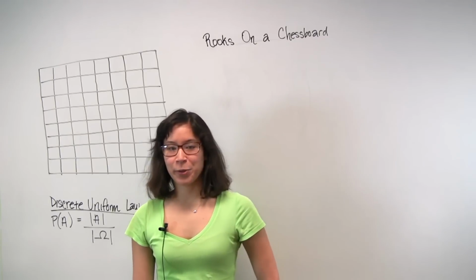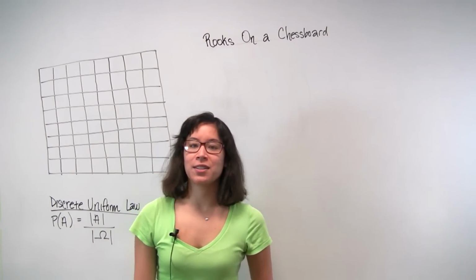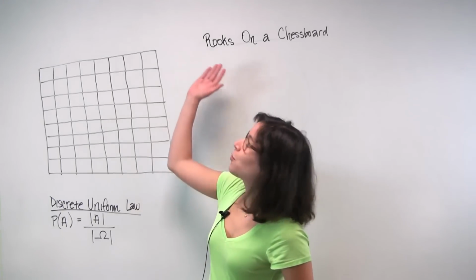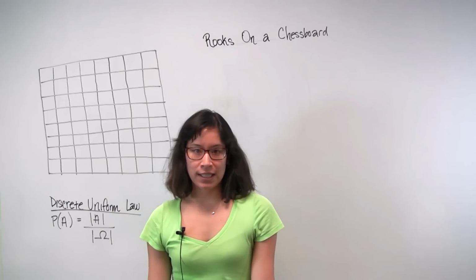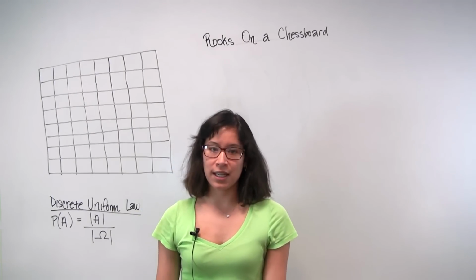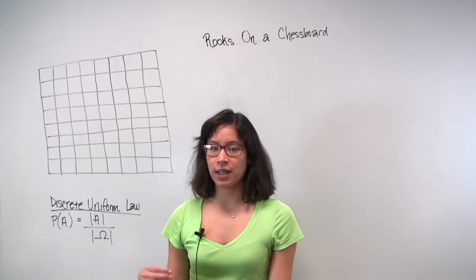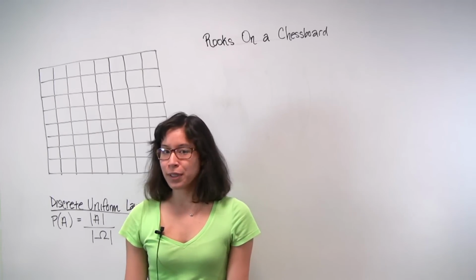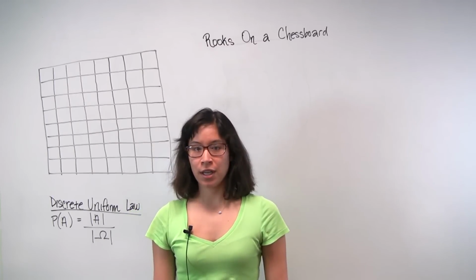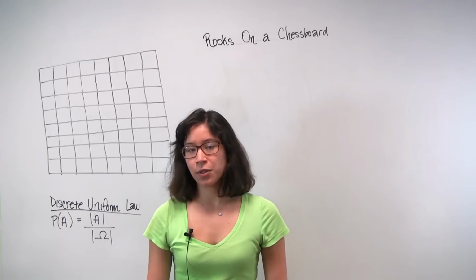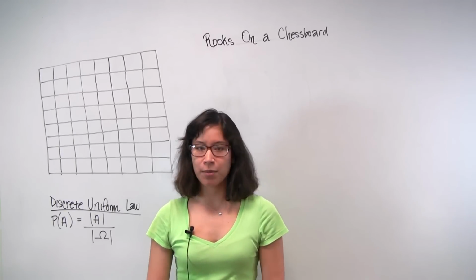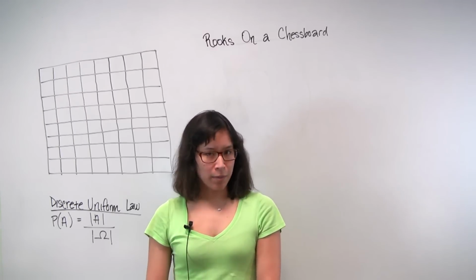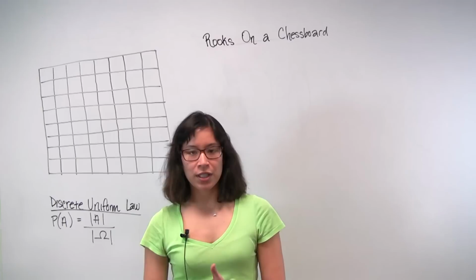Hey, welcome back everyone. Today we're going to do a fun problem called Rooks on a Chessboard. It's a problem that is going to test your ability on counting. Hopefully by now in class you've learned a few tricks to approach counting problems. You've learned about permutations, K permutations, combinations, and partitions.